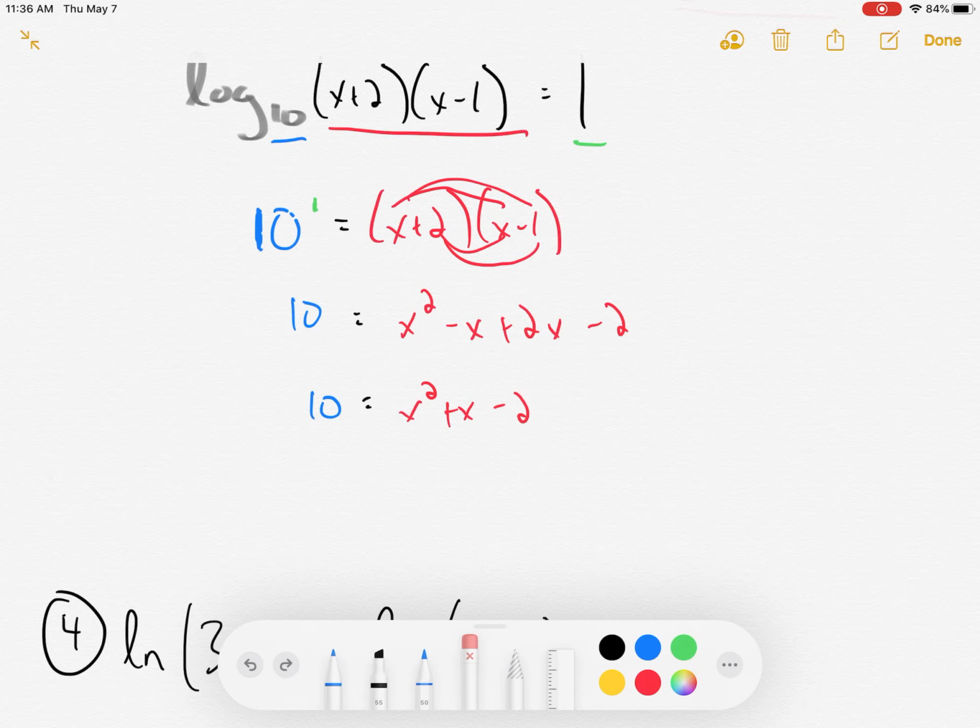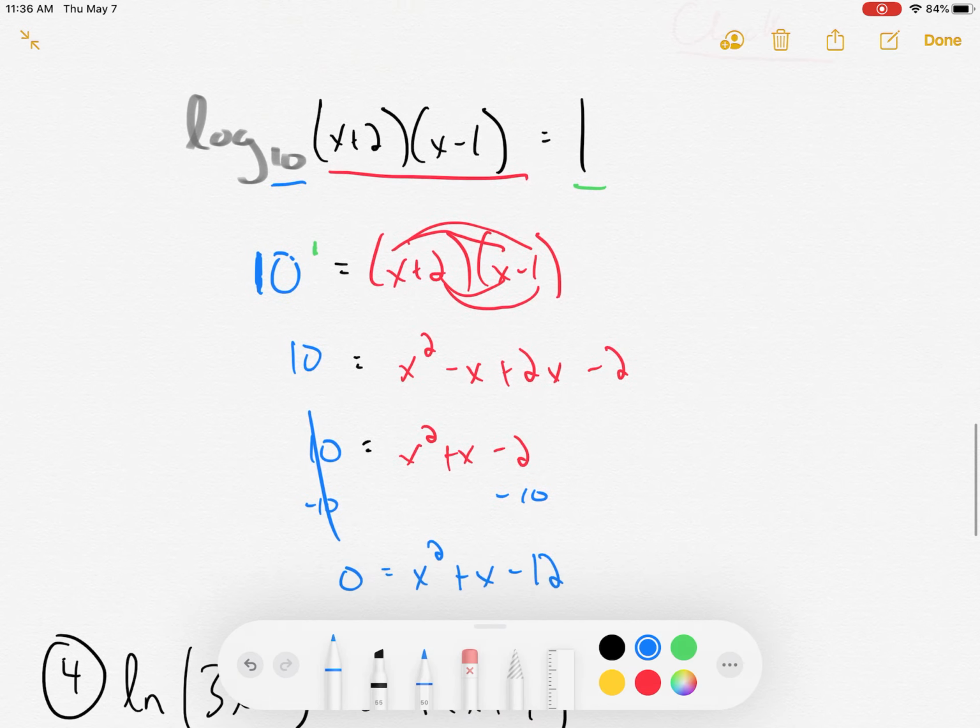So I'm going to minus 10, minus 10. I now have 0 equals x squared plus x minus 12.